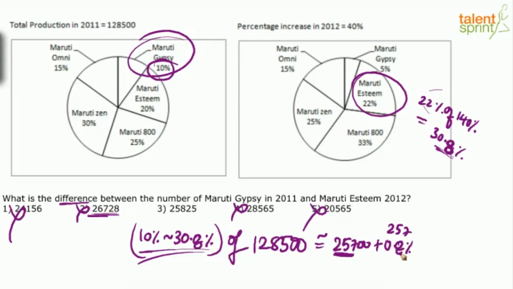So 0.8%, which means into 4. So 25,700 plus another 1,000, somewhere around 26,000. Yeah, so option 2 would be the answer. Even this would get eliminated.